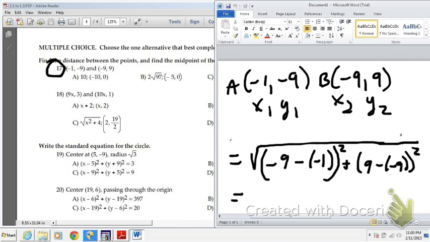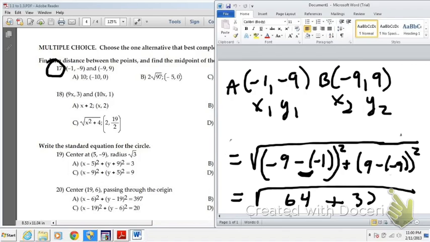And really you just have to promise yourself that you're not going to make a sign error, which is tough. So this becomes plus 1 here, so negative 9 plus 1 is negative 8, and then you square it, you got 64. So just be super careful of the signs. Plus, and here 9 minus minus 9 is really 9 plus 9, which is 18. And then you take 18 and square it, well, you got a big number, right? 324. All right?